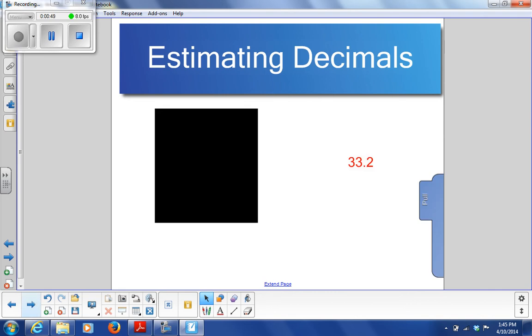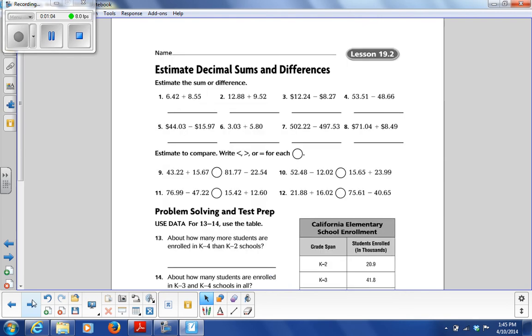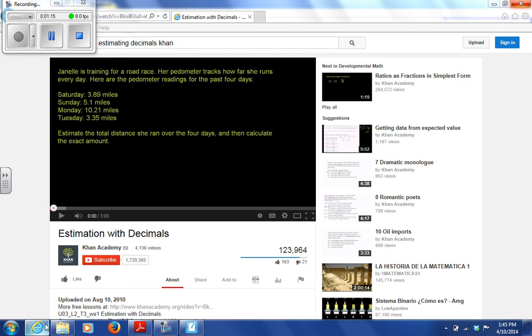Okay, next one, underline the 3, go next door to the 2. 2 is less than 5, so what do I do with that? Okay, 33. Alright. So there's really not a whole lot to tell you about estimating sums and differences. We're going to watch a little video here. It kind of talks about it.